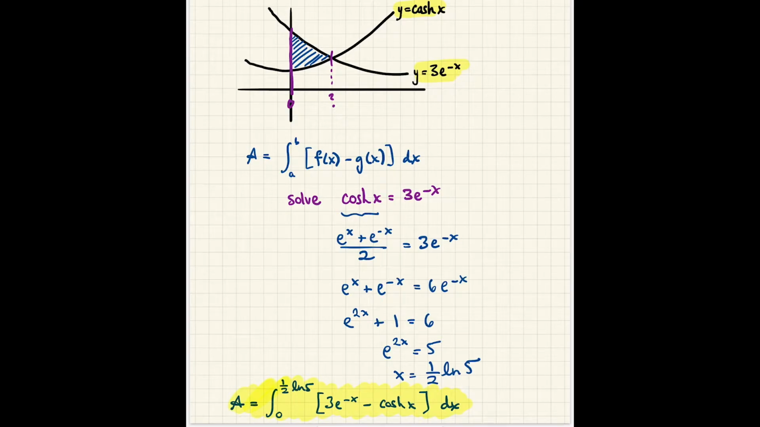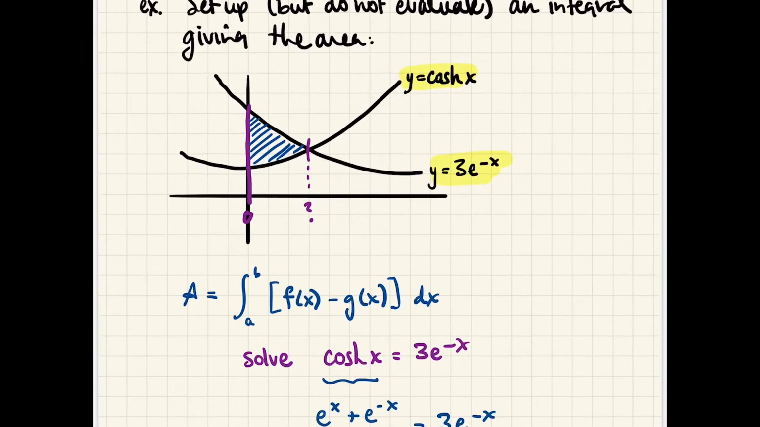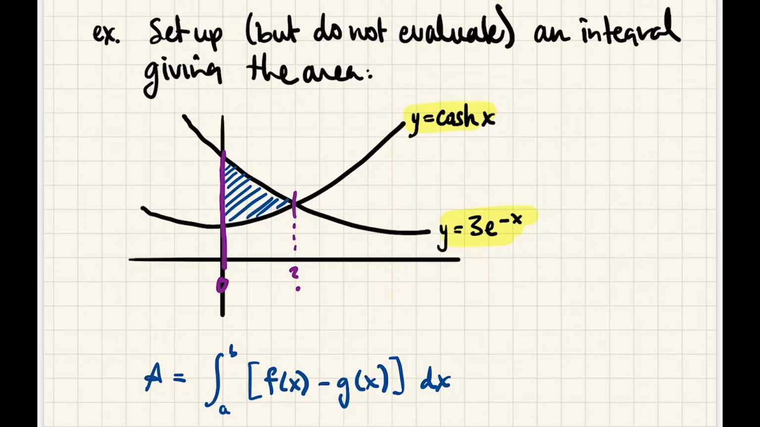Okay, now let's just change the problem a little bit and have a conversation about it. Suppose we were told to integrate from 0 to, I don't know, let's just say that 10 is out here somewhere, safely far away. And let's say we actually wanted this whole area here of this sort of bow tie shape. Well, we would still have to figure out that intersection point, which we know to be 1/2 ln of 5. And we would integrate from 0 to 1/2 ln of 5, with the upper function being 3 e to the negative x and the lower function being cosh.